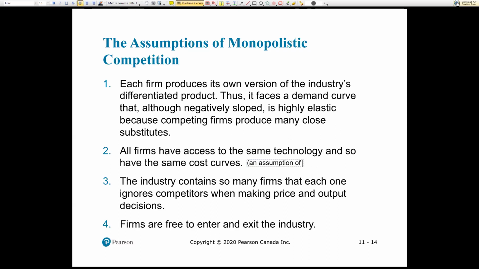Of course, producing some different product may entail different costs to some extent. But we say that we don't really mind too much about this. It's not the core idea behind the model.